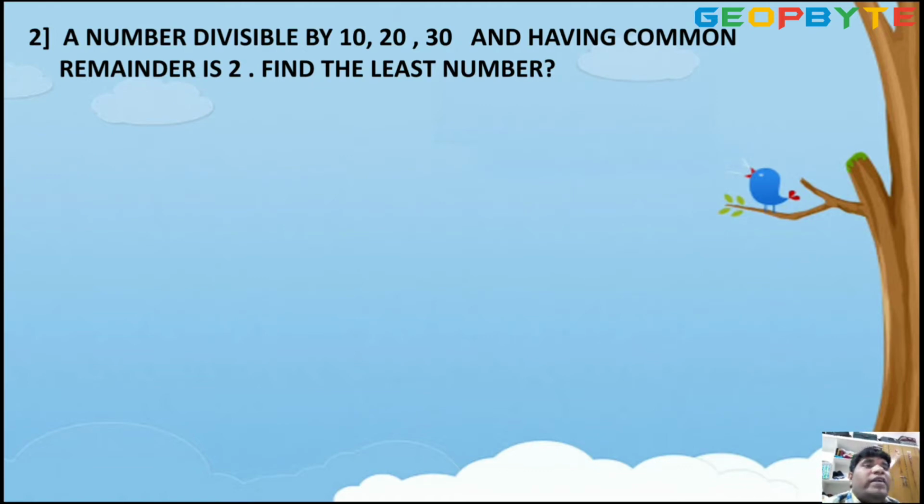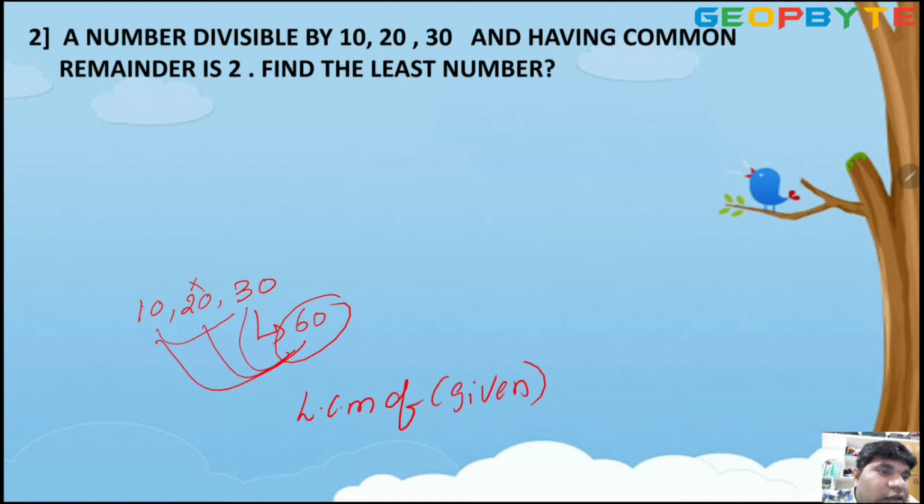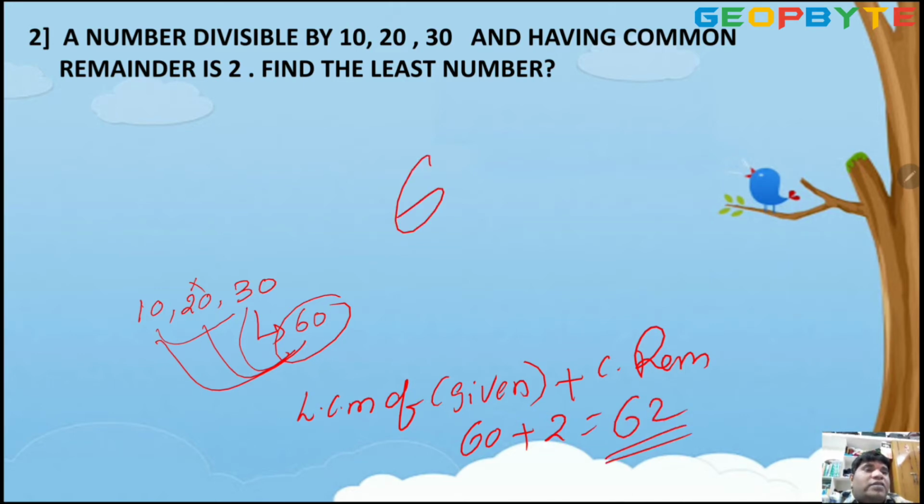A number divisible by 10, 20, 30 and having a common remainder of 2. Find the least number. LCM shortcut for 10, 20, 30. 30 is divisible by 10, but not divisible by 20. The next multiple of 30 is 60, divisible by 10, 20 and 30. So LCM is directly 60. So what is the logic? LCM of the given numbers plus the common remainder. The LCM is 60, the remainder is 2. So the answer is 62.